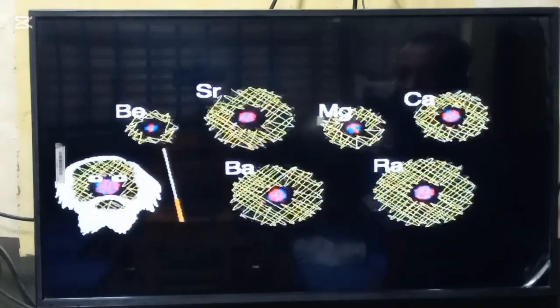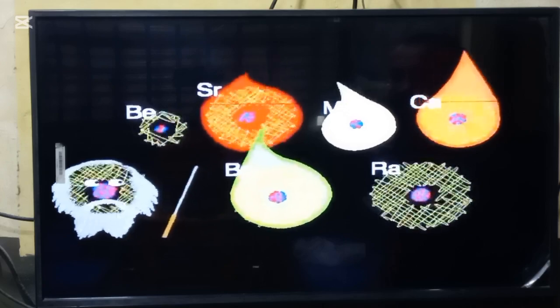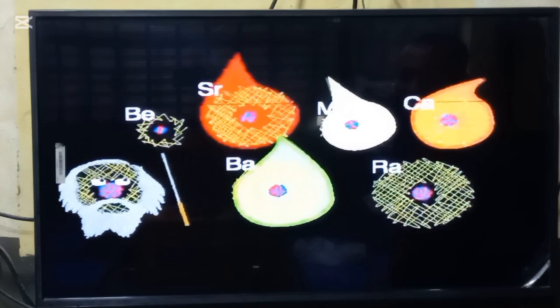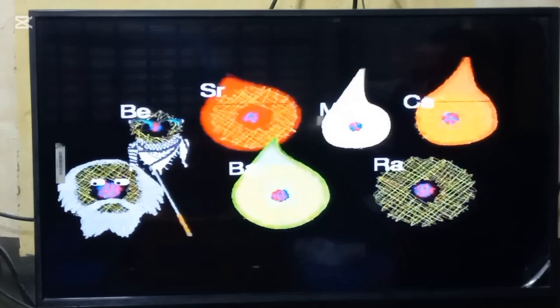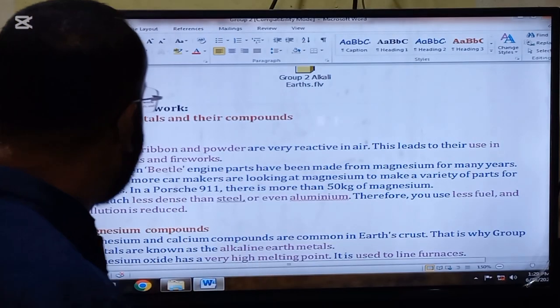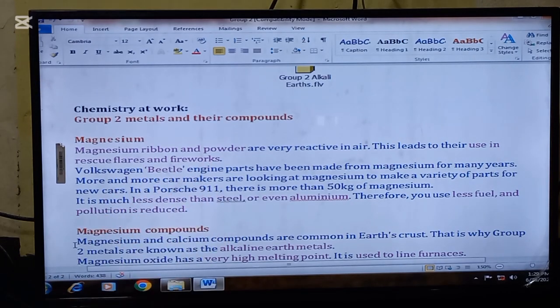All of the group 2 elements have distinct flame colors. That is the color that the metal emits when placed into a flame. The only exceptions are radium and beryllium, because it doesn't. Okay, beryllium, what's the deal? Why are you? Now we are going to read some of their compounds and their uses.